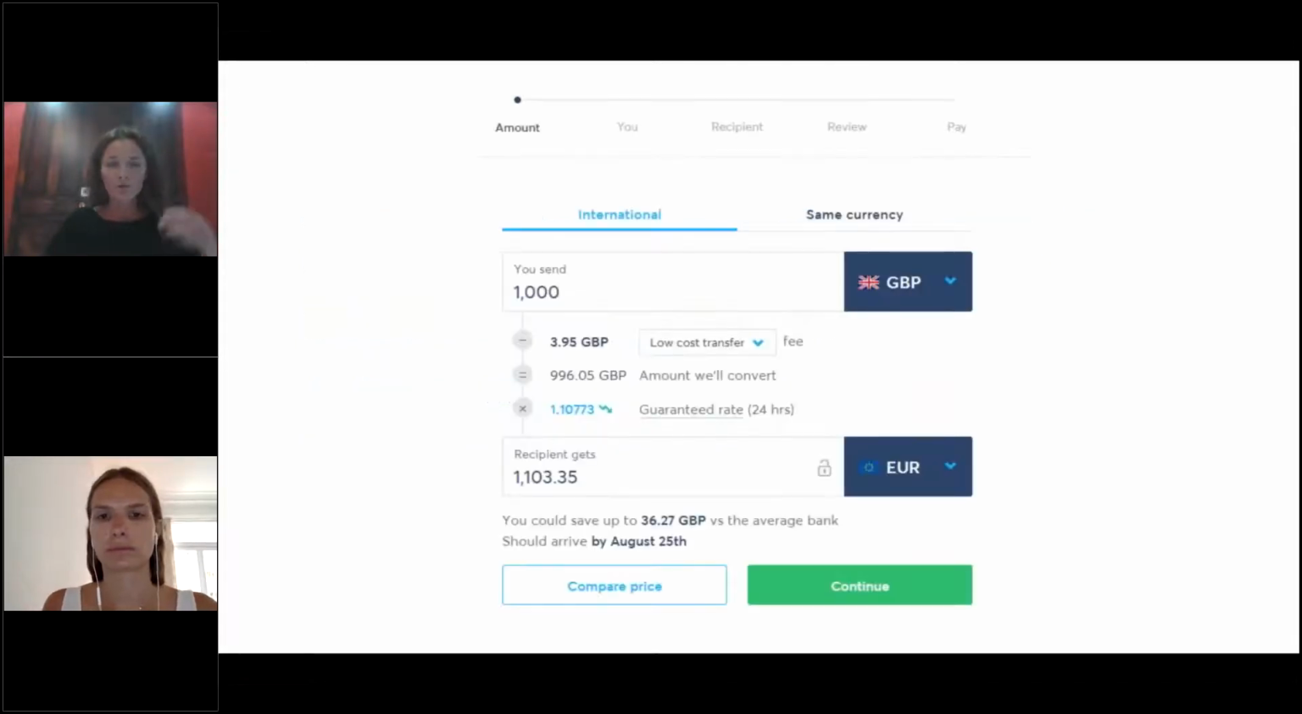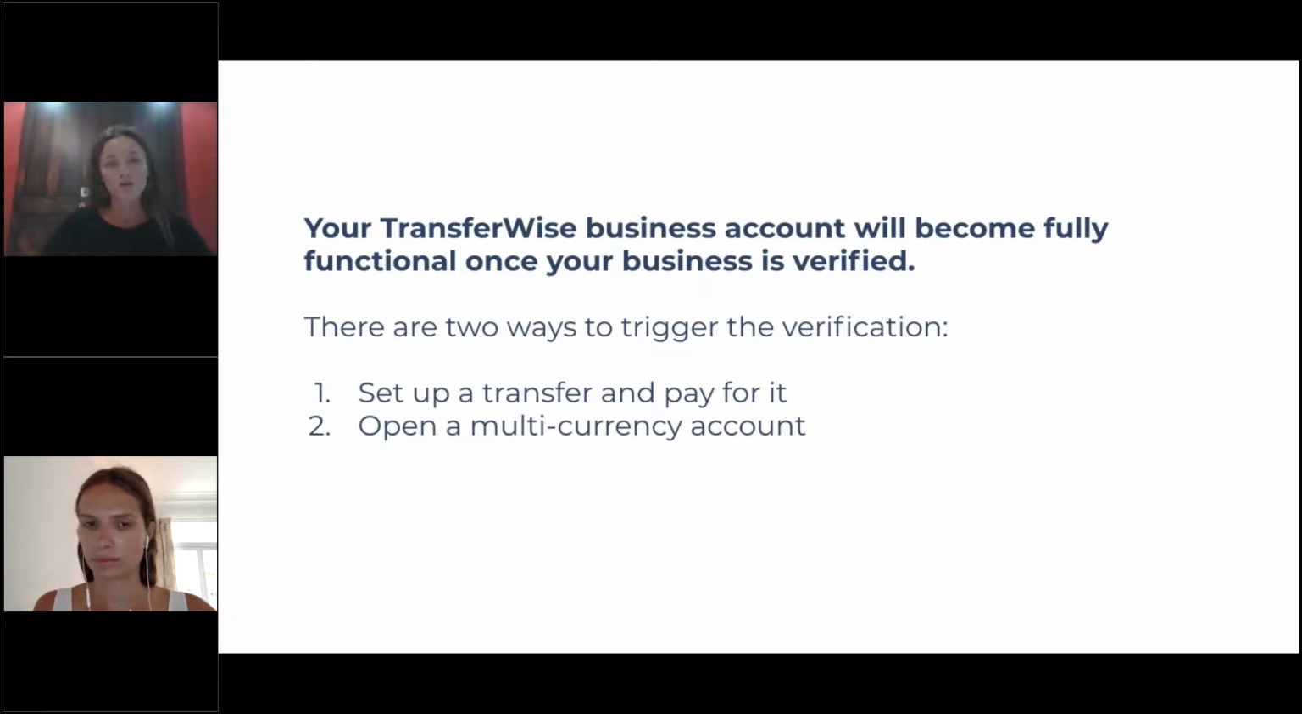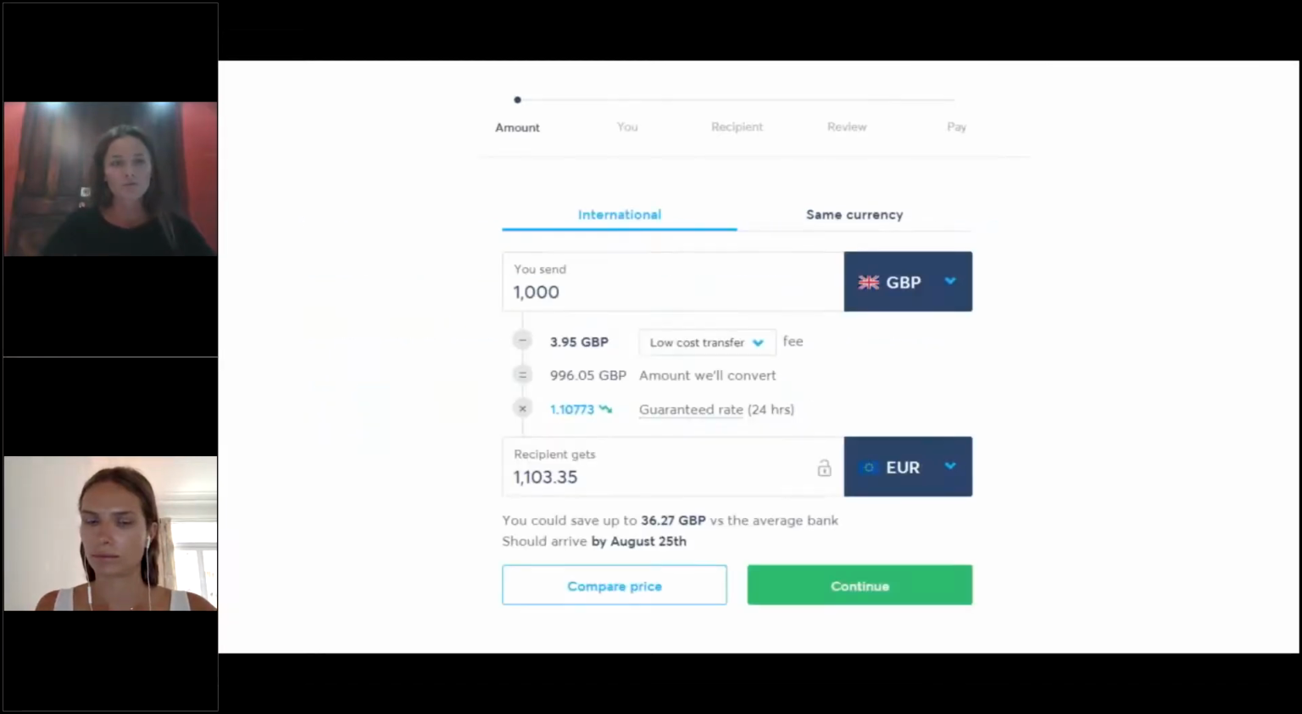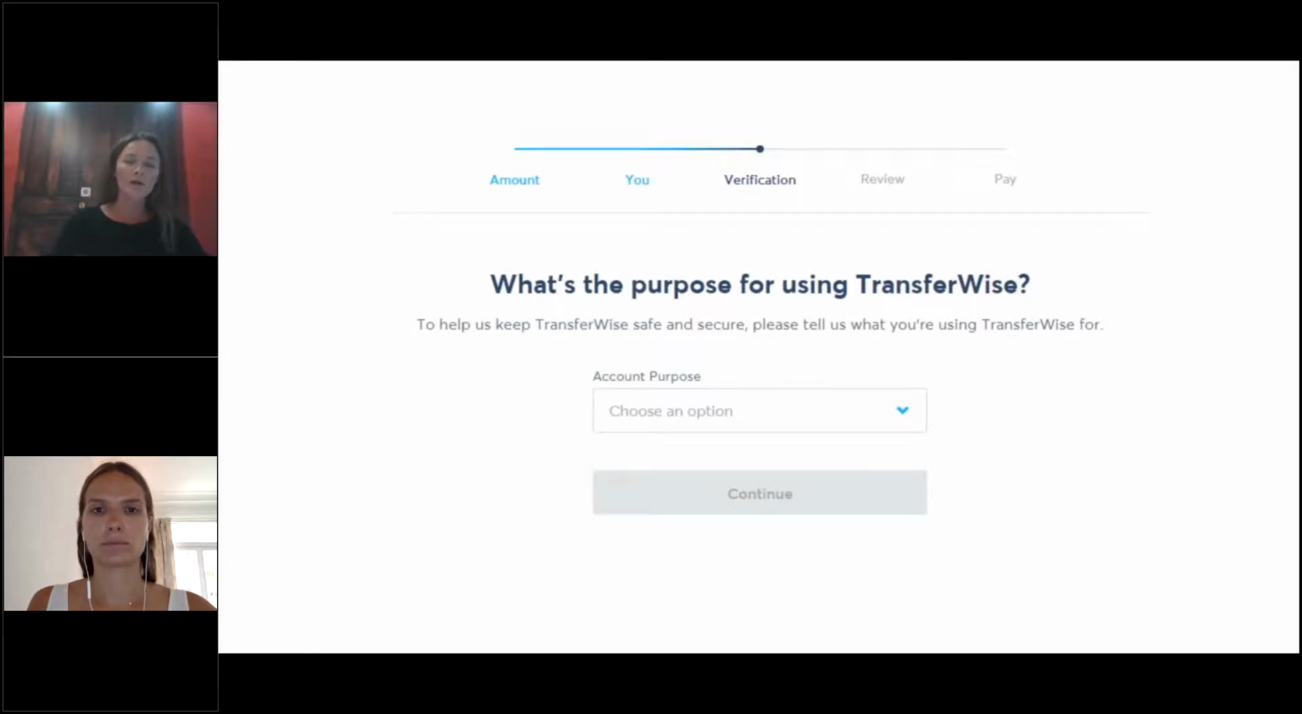And now I'll just walk you through the process of what the verification looks like. In this example, let's assume that I'm setting up the payment. So this calculator you've already seen, Julie showed you. So just when I hit continue, then it will take me to the first verification step where we actually ask for a bit more information about your business. So first up is we need to know your account purpose. For this, we also have a drop-down menu, and the options are like paying supplier, paying employees, paying rent, or just receiving money. So the options are there for you to choose.